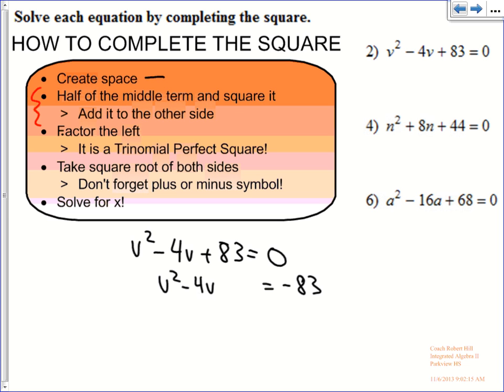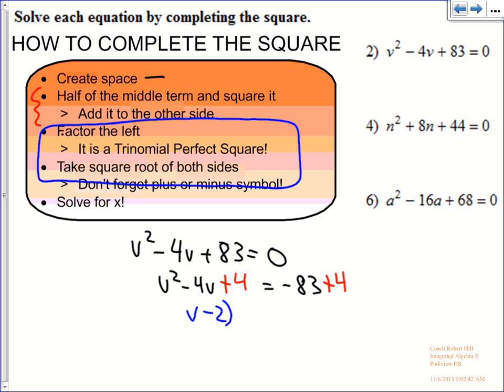B, this has a leading coefficient of 1 and a middle term that's even. So then I take half of the middle term and square it, plus 4 plus 4. Now this next little section, I do all of this kind of really quick, and this is what I think threw you for a loop yesterday. I take this and factor it as a binomial squared, and it will always factor that way: the square root of the first term and the square root of the last term, and use this sign.